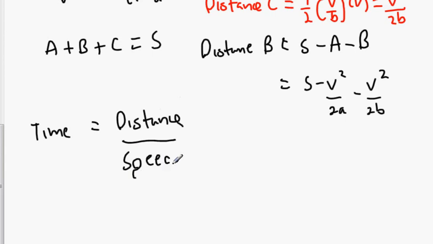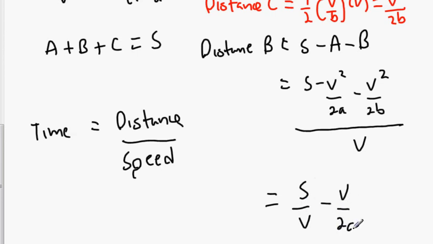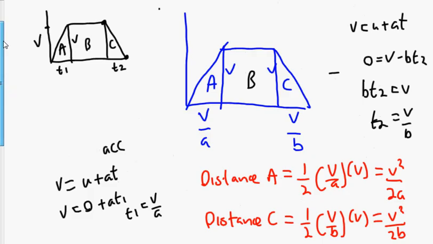So this here is the distance. I'm going to divide it by this velocity, which is v, and when I do this I'm going to get s over v minus v over 2a, because v will cancel with v, minus v over 2b. And that's basically time, let's call it t3. Okay, and t3 is the central time.